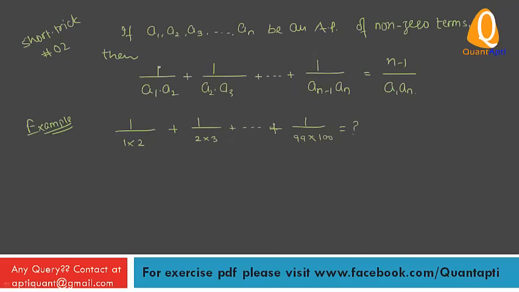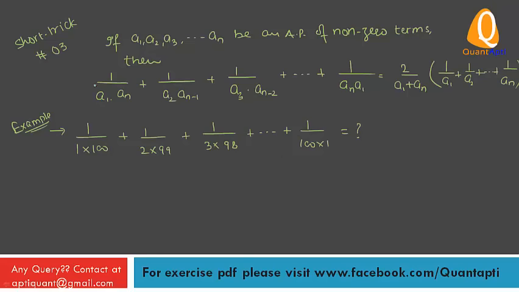Same here, if you encounter a question like 1 upon a1 into a2, plus 1 upon a2 into a3, and so on up to 1 upon an minus 1 into an, then the sum of this type of sequence is always equal to n minus 1 upon a1 into an. Check there: 1 into 2, 2 into 3, 3 into 4, up to 99 into 100. Then the value is given by n minus 1, where n means the total number, that is an, which is 100. a1 is 1 into an, the nth term, 100. So 99 upon 100 is the answer.